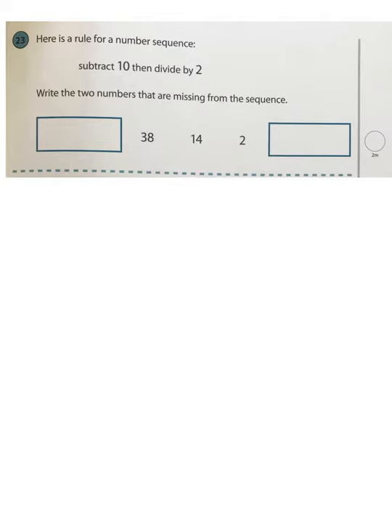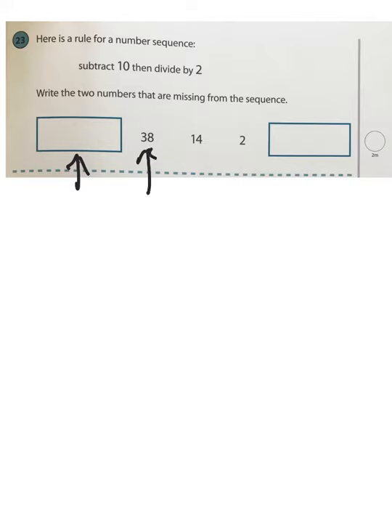Oh, number sequences. We like number sequences. Easy to score highly. Here is a rule for a number sequence. Subtract 10 and divide by 2. So these numbers have all been subtracted 10 and divided by 2. So this number here, when you've subtracted 10 and then divided by 2, is given the answer 38.